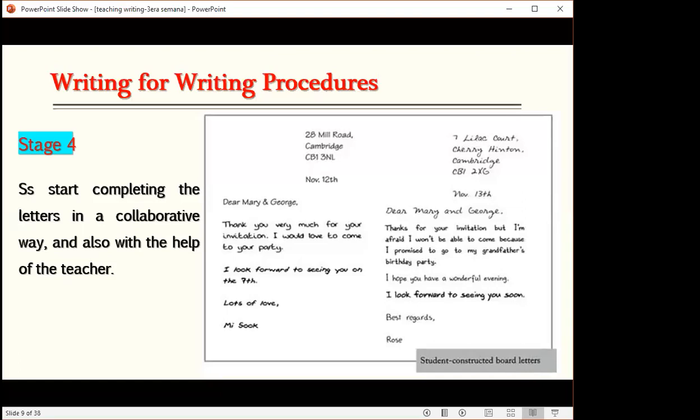Could help the students maybe giving them some expressions in order to accept, or maybe the teacher pre-teach some expressions, no, before asking them to write these two letters. Maybe the teacher pre-teach some phrases that they are going to use in order to accept or in order to refuse that invitation.